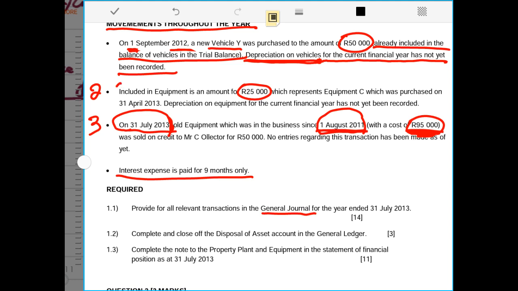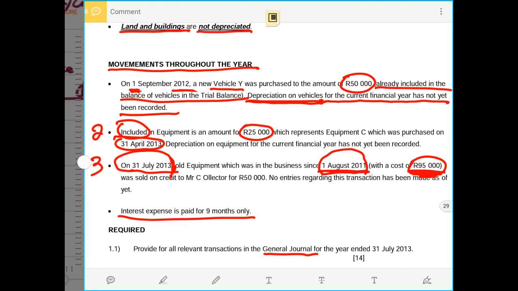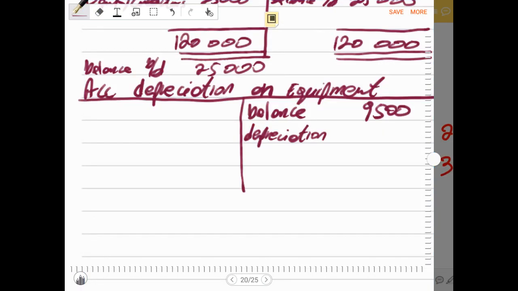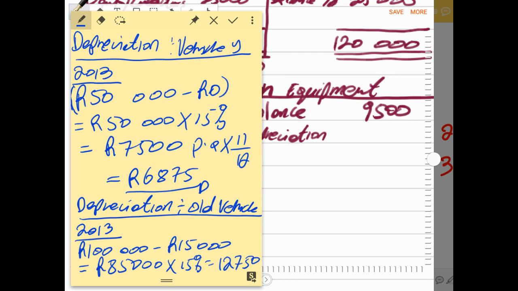And they said included there, we have to account for the depreciation for this equipment that was acquired on the 31st of April. Let us start by first calculating the depreciation for equipment C that was acquired on the 31st of April in the year 2013. So now we calculate depreciation for equipment C.